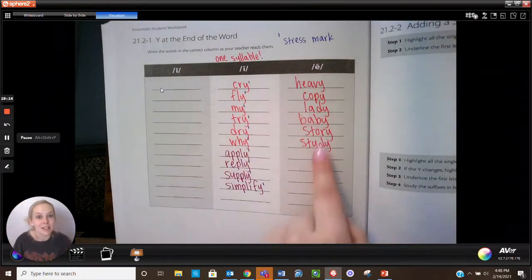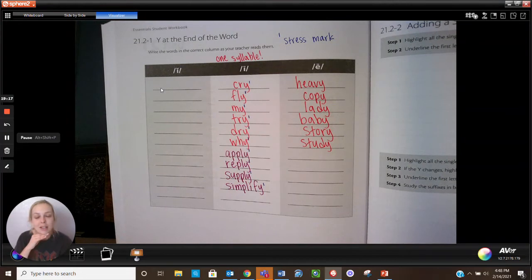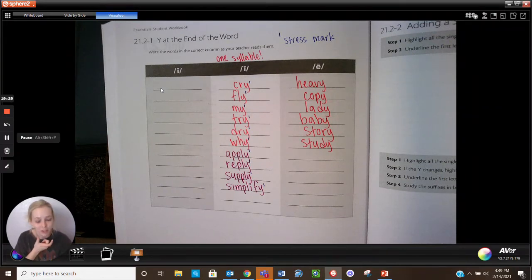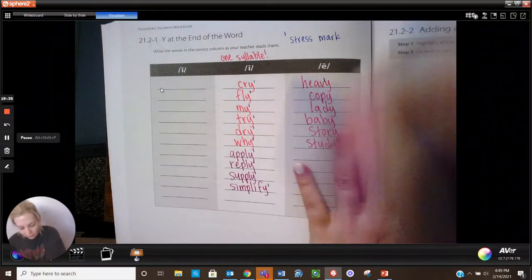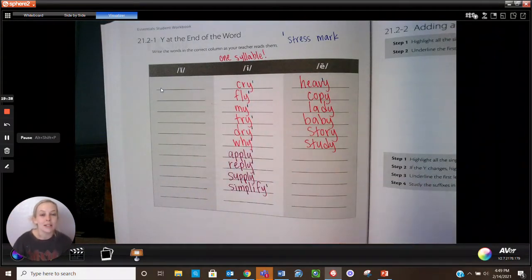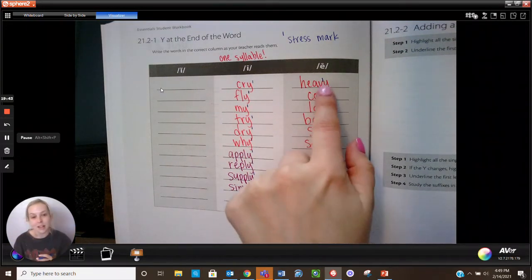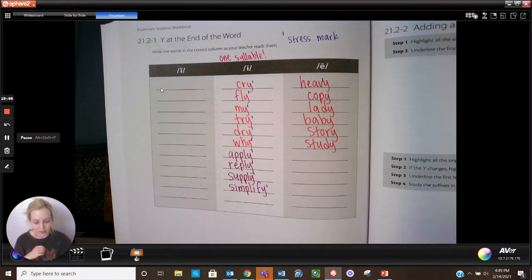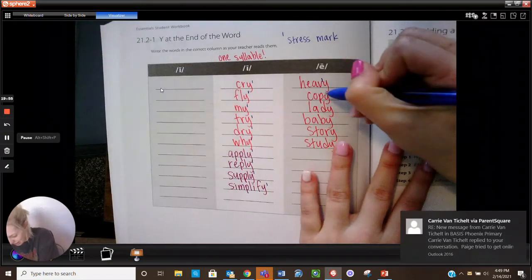All right, we're going to have some differences over in this column. Ready? Let's start with the first word. Heavy. Look at my mouth again. Heavy. When did my mouth open the largest? After hev. So the stressed syllable is heavy. Remember, our syllables are hev-e, heavy. So we're going to mark that at the end of the first syllable. All right, let's do copy. Ready? Copy. Cop-e. Good. Cop.